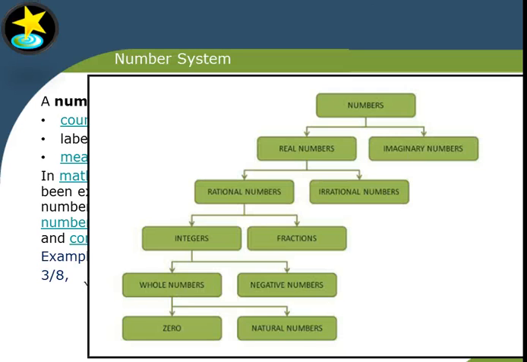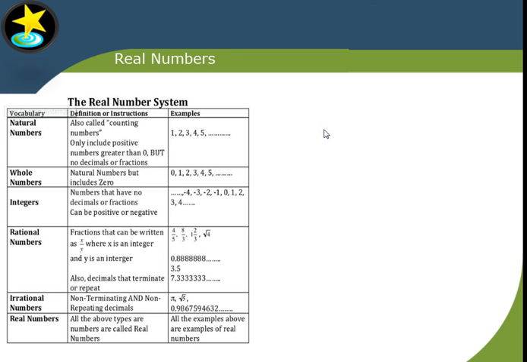Real numbers are what we're going to talk about now. We have just understood what we mean by number, and we have seen that any number can be divided into real numbers or imaginary numbers. Now we will focus on real numbers. The real number system can be divided into different kinds of numbers, and that's what has been put into this table, with how we define them and examples for them.